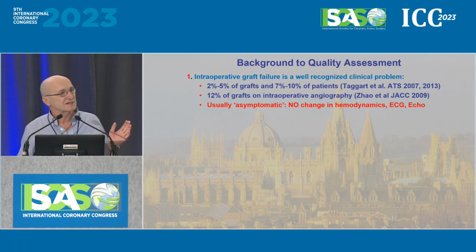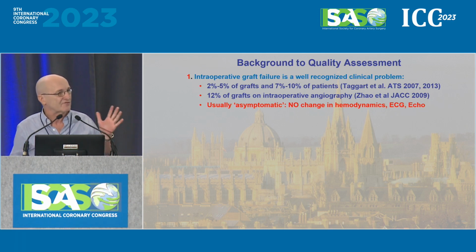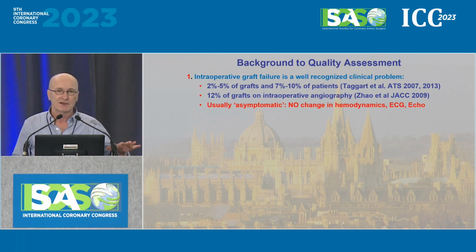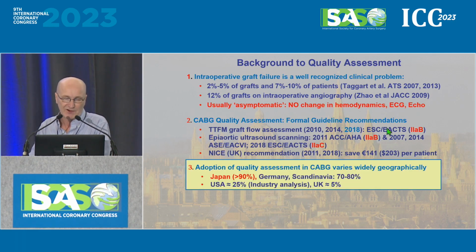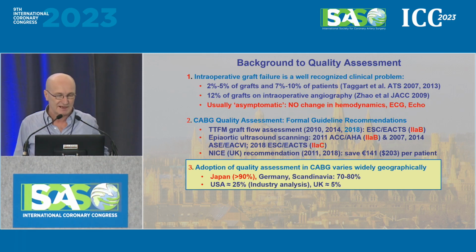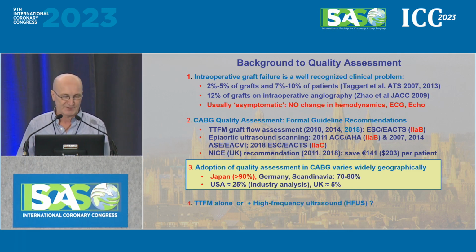And the important point of this is that often the failure of grafts in the operating room does not declare until several hours later. Teresa's mentioned there have been various recommendations for the use of quality assessment, but it's very interesting if you look at the use throughout different countries. So in Japan, over 90% of patients get quality assessment. Germany and Scandinavia are somewhere about 70, 80%. The USA is about 25%, and the UK is around 5%.